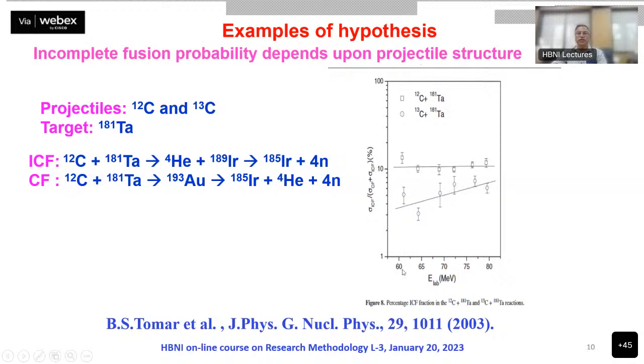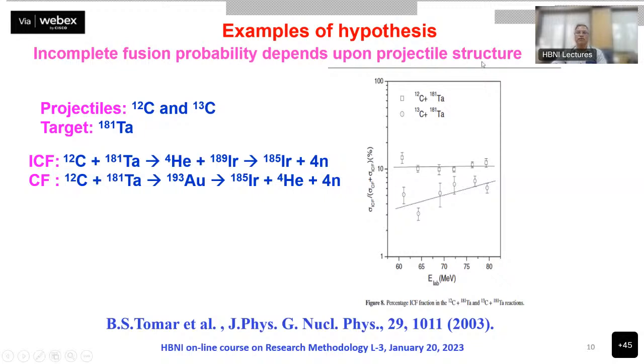So what you do, you carry out this experiment at different beam energies of carbon-12 and carbon-13 and find out the fraction of incomplete fusion over the total, incomplete fusion upon complete plus incomplete fusion. And you can see here, the carbon-12 is having higher cross-section than the carbon-13. So you can make a statement that yes, the hypothesis is true. That means incomplete fusion probability indeed depends upon the projectile structure.